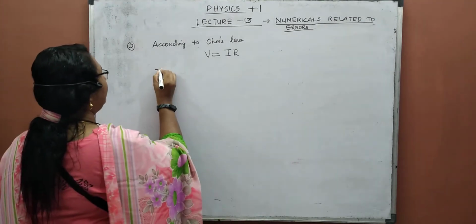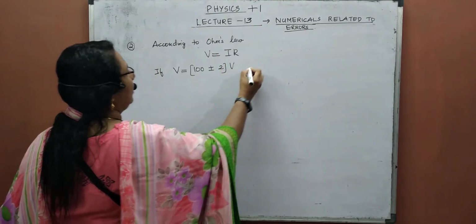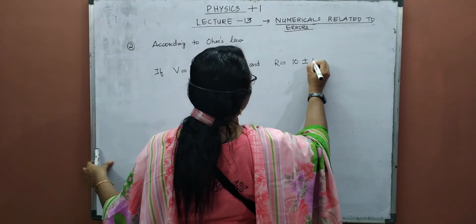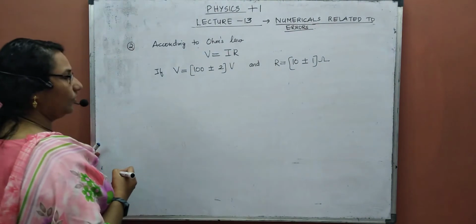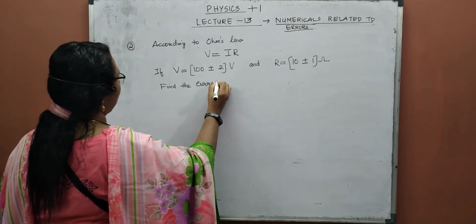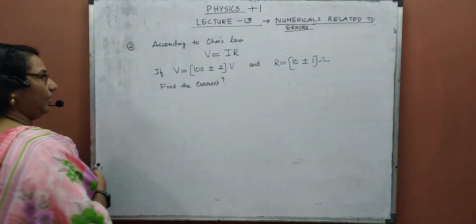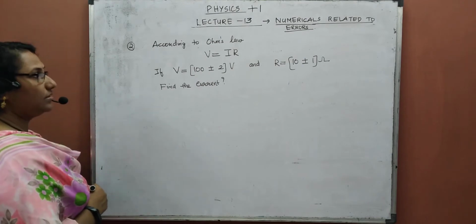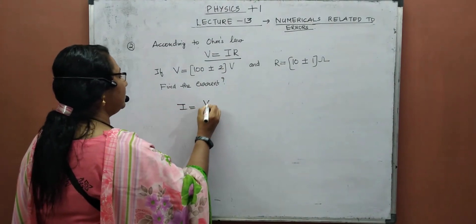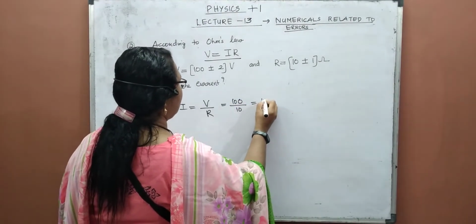If potential difference is given as V equal to 100 plus or minus 2 volt and resistance is given as R equal to 10 plus or minus 1 ohm, find the current. This is the question. According to Ohm's law, V is equal to IR. From this equation, current I will be V by R. V is 100, R is 10. So the current is 10 ampere.